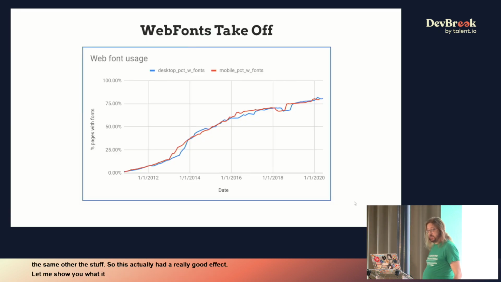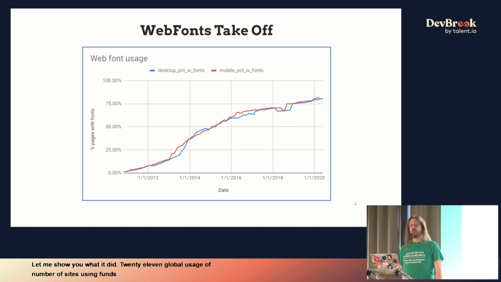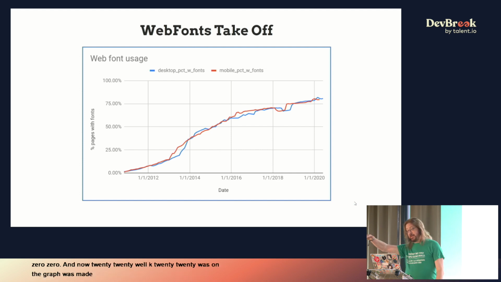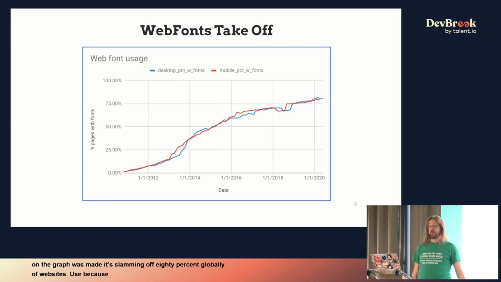Let me show you what it did. 2011, global usage of number of sites using web fonts, 0, 0, 0. And now 2020, well, okay, 2020 was when this graph was made. It's flattening off. 80% globally of websites use web fonts, and they use WOFF2. What does that mean? That means that when you design a site, you can decide what font it's going to use and provide that font, and that means you can use its facilities to the full.